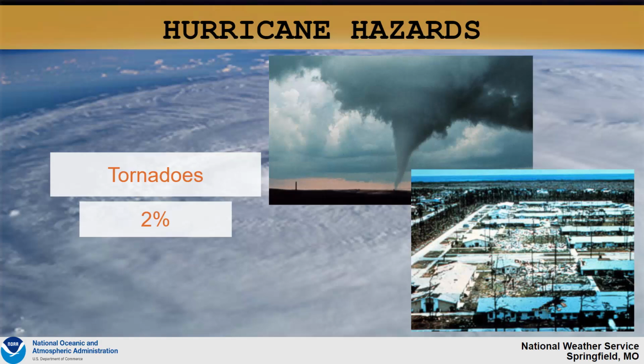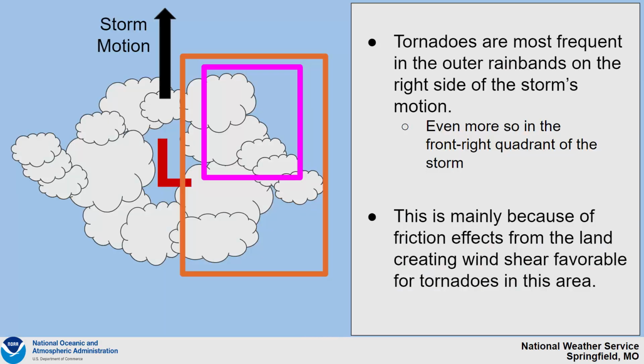Lastly, tornadoes do account for some fatalities and damage in hurricanes. These generally occur in the outer rain bands of the hurricanes and are usually weaker than tornadoes seen in normal circumstances. However, tornadoes are never something to scoff at and can still produce significant damage.